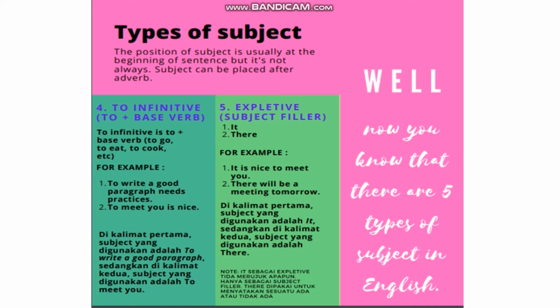What about there? Well, there is the second type of expletive in English. There is used to talk about something exists or doesn't exist. So if you want to talk that something is available, you can use there. For example, number two, there will be a meeting tomorrow. Okay, or there were many students in the classroom.